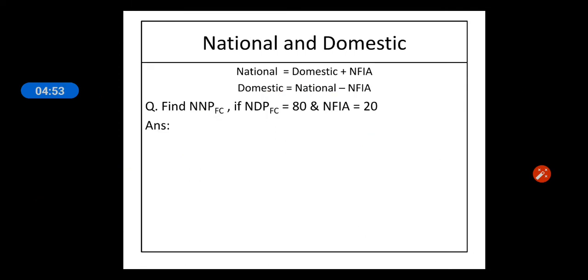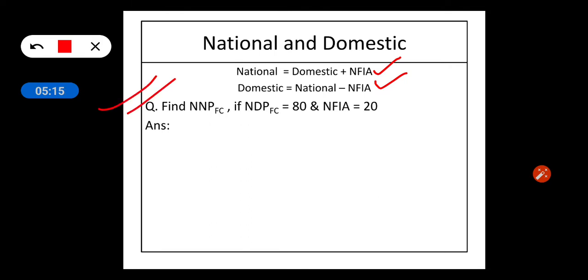Now let's move on to national and domestic concept. Okay, national is a sum of domestic and net factor income from abroad. And if you subtract net factor income from abroad from your national, you'll get domestic. Now let us solve this question.